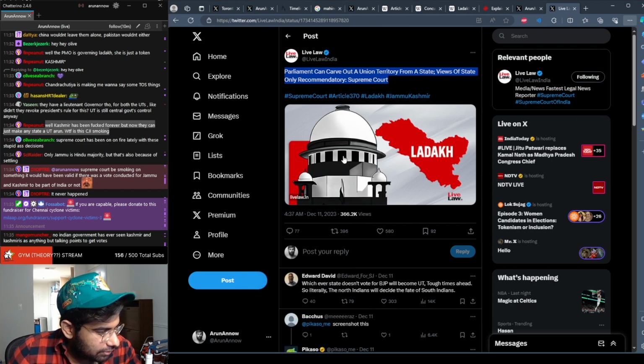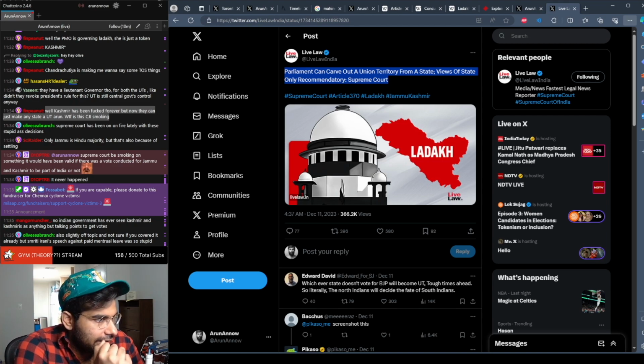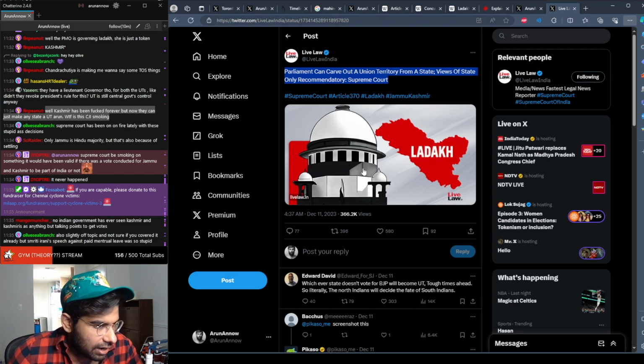They can do that. Doesn't splitting them into 2 UTs also split the vote if they get the vote in the future? We don't know which way Ladakh is going to vote. Ladakh is a union territory. We've never seen what Ladakh votes like, because Ladakh is completely new. It's one of the newest union territories, I think.